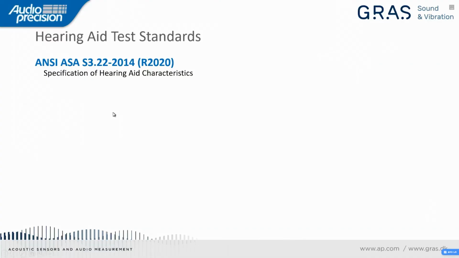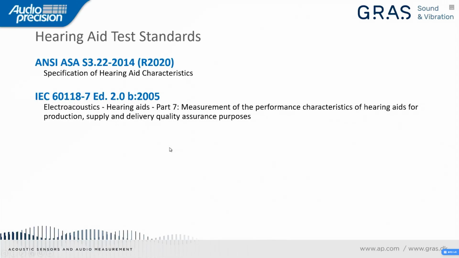A similar standard from the international series is IEC 60118. So 60118 is a multi-part series. I think there are 15 parts to the series. And this one, Part 7, is titled Measurement of the Performance Characteristics of Hearing Aids for Production, Supply, and Delivery Quality Assurance Purposes. So this is very similar to the ANSI standard. The two are virtually identical, just a couple of different tests in one versus the other, but they are largely the same.